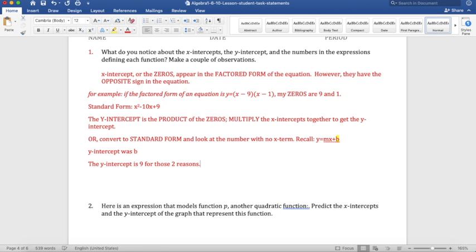All right. So again, we're reviewing our vocab, standard form, factored form, moving back and forth from factored form to standard form and just seeing where the x-intercepts are and how we can tell where they are in factored form. So remember, it's not the numbers you see exactly. If you see x minus 9 and x minus 1, my zeros aren't negative 9 and negative 1. They're positive 9 and positive 1. Let's just throw that on Desmos real quick so we can convince ourselves of this.